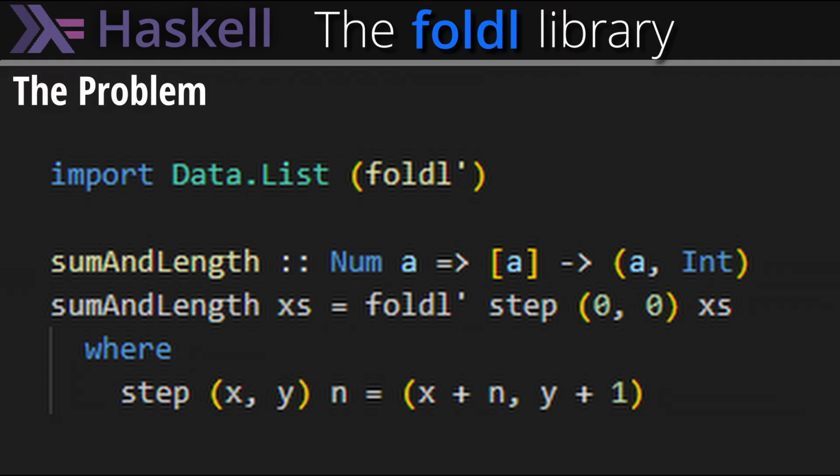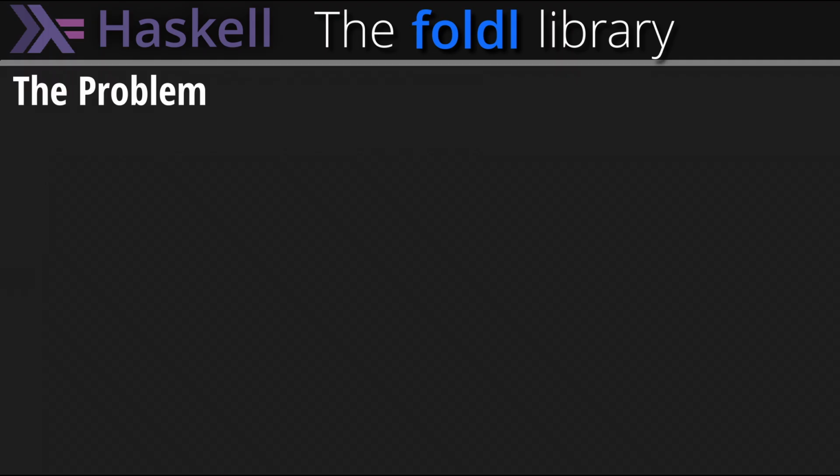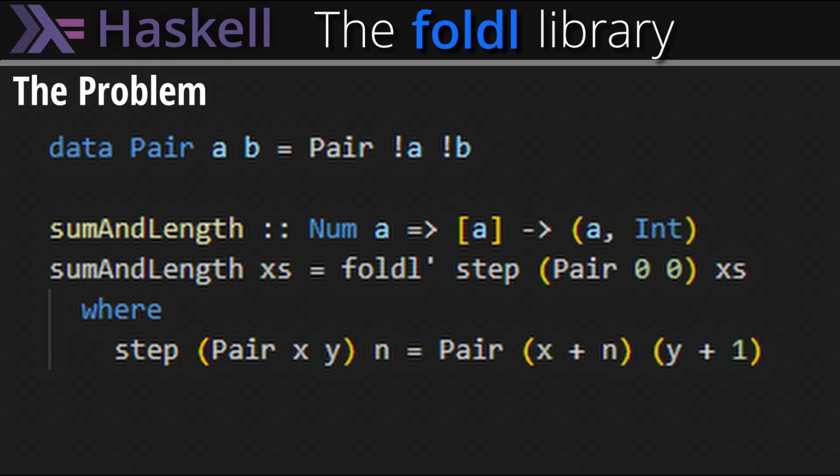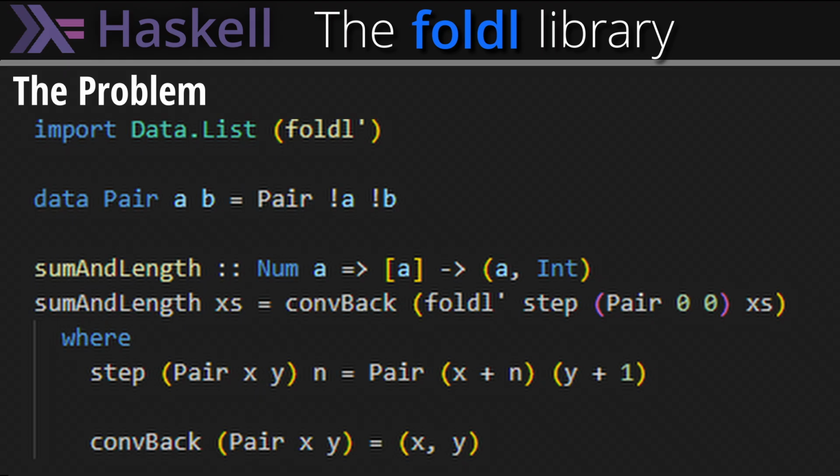Make the x and y also strict. We can do this by making a new data type, Pair. The exclamation point makes the values strict. We apply this to the function. Now we get a compiler error, because we're returning a Pair and not the correct tuple. And so we create a convert function to convert the Pair back to a regular tuple, like so.